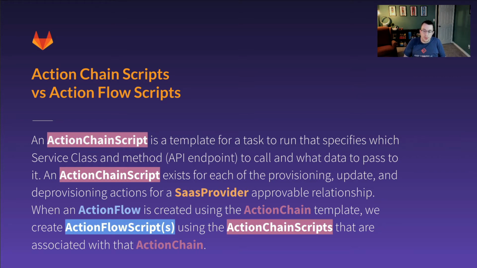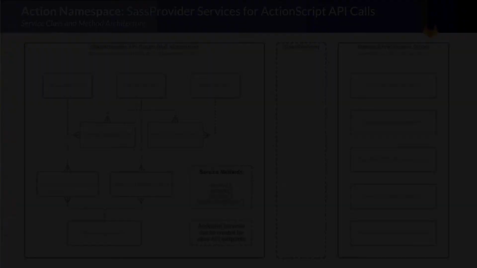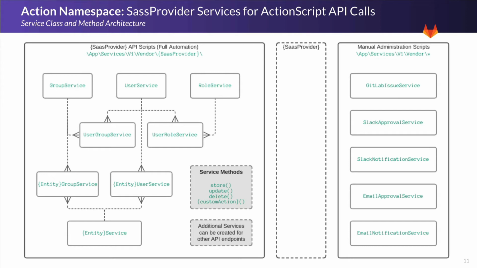So when the action flow is created using the action chain template, we'll create those scripts using the action chain scripts that are associated. Feel free to go back or forward in this video, look at some of the diagrams, try to connect the dots. You don't need to spend too much time on it. If it's confusing, it's not worth getting into the dirty details. It's really not. Leave that to the engineers. We'll take care of it for you. But this kind of paints that holistic picture of, well, what are these scripts?